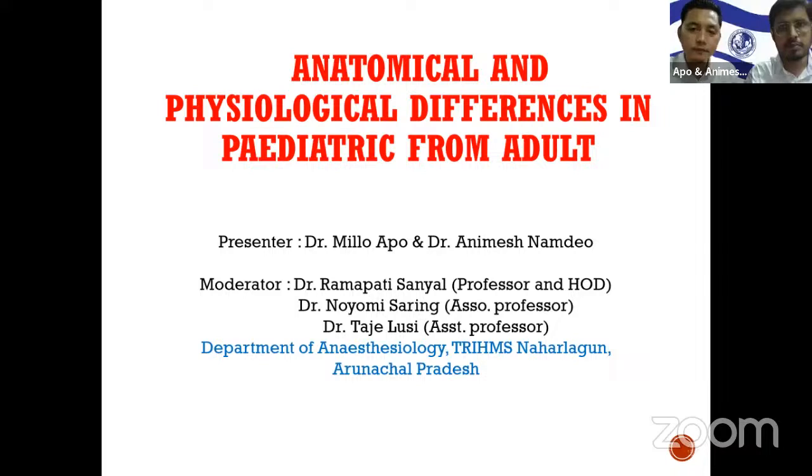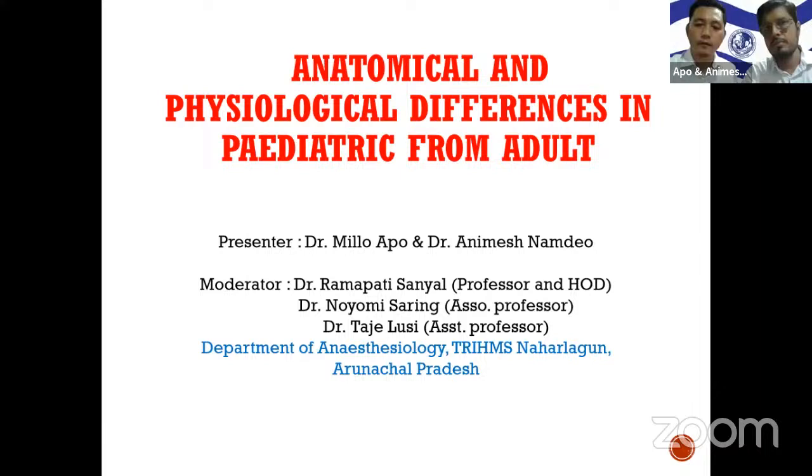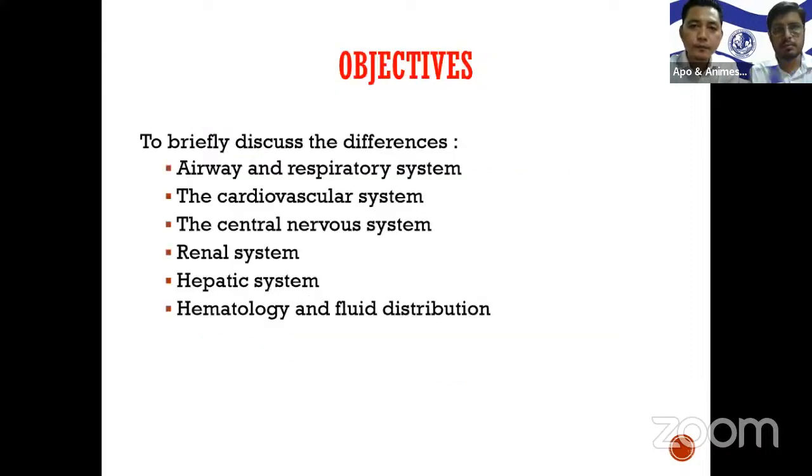Good evening, everyone. Respected faculties and my dear colleagues over online today. Today, we are going to present our class on anatomical and physiological differences in pediatric from adult. We are going to briefly discuss the differences in the airway and respiratory system, the cardiovascular and central nervous system, renal and hepatic system, and hematology and fluid distribution in pediatrics.